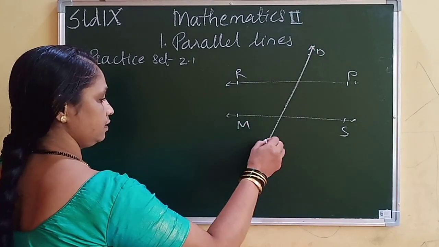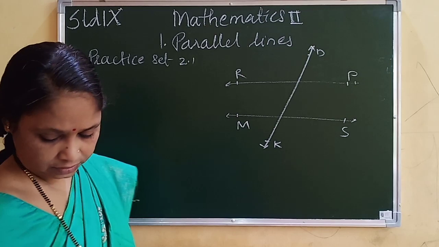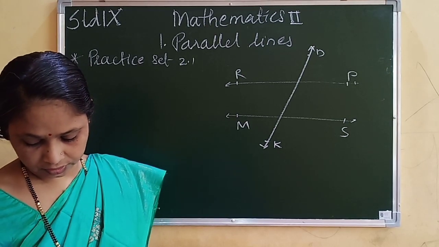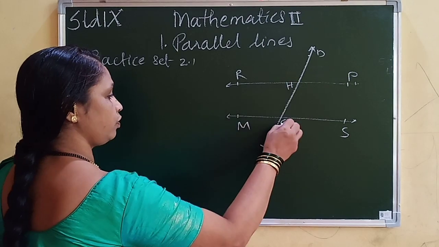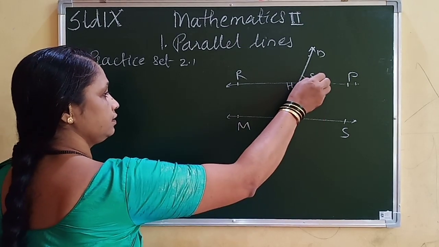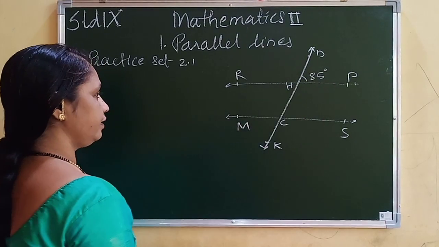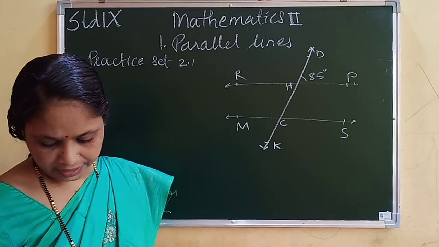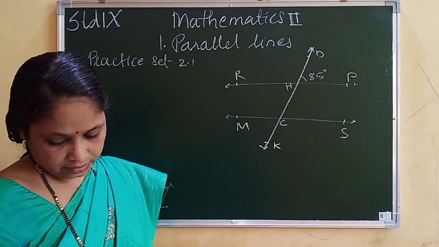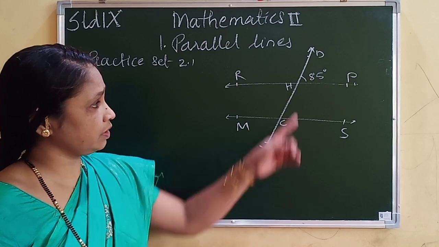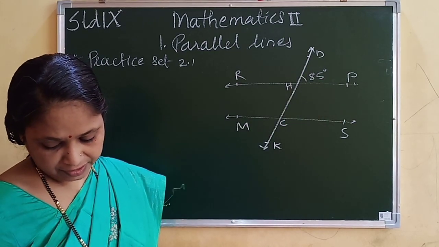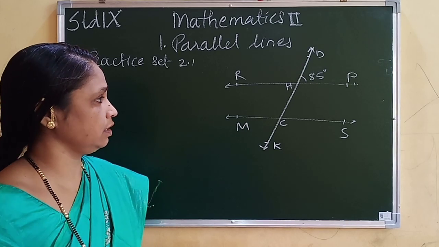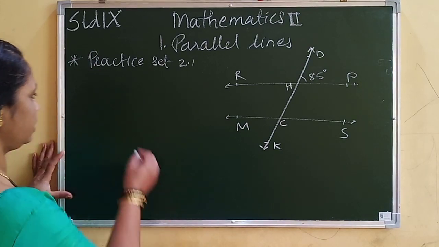Okay, DK. Now H and C. This point is H and C here. This angle is 85 degree. Now what you have to find out? Angle DHP is given. DHP is given 85 degree. Now find the measures of the following angles. Okay, now which angles measure you have to find out.